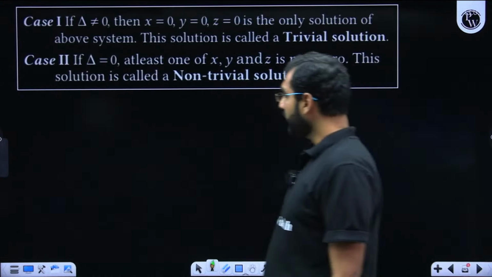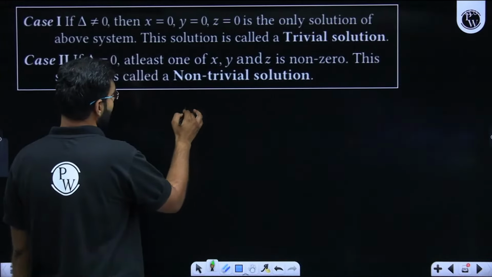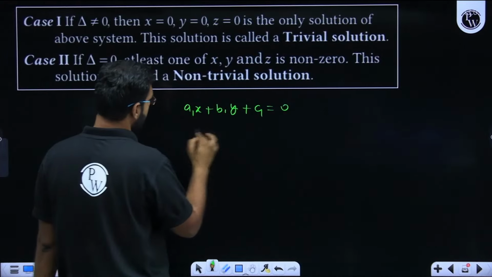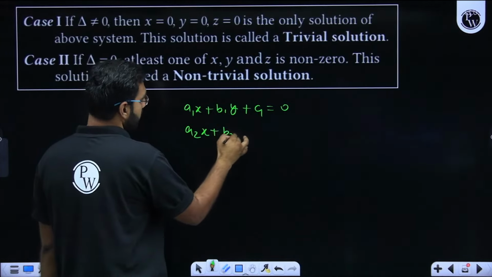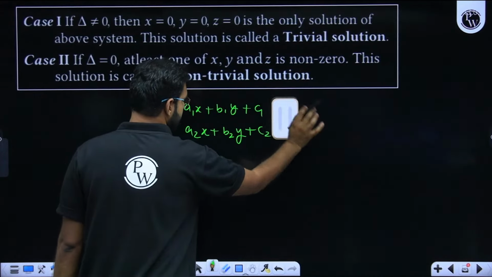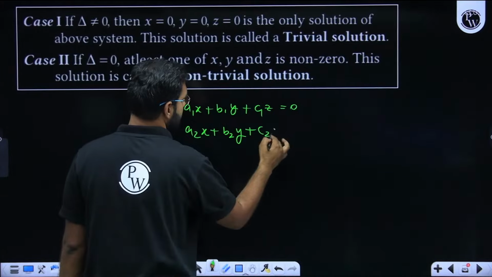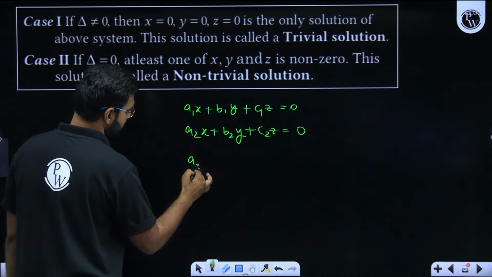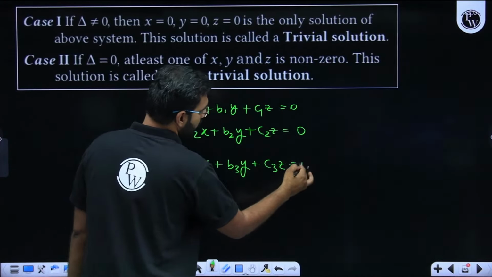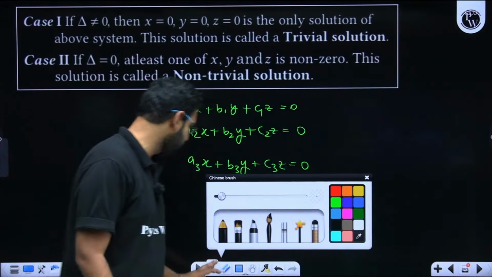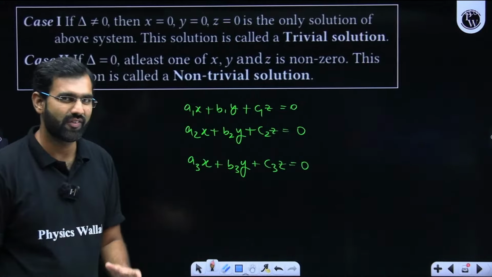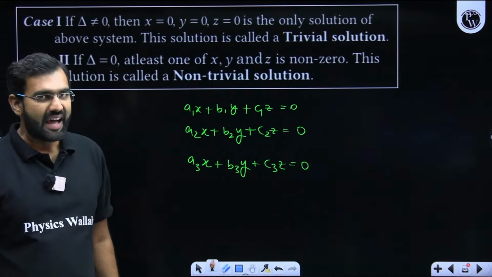But if you encounter a situation where you have equations like a1x plus b1y plus c1z is equal to 0, a2x plus b2y plus c2z is equal to 0, and the third equation is a3x plus b3y plus c3z is equal to 0, then of course, one of the solutions of these equations will be 0, 0, 0, because x, y, z all zero satisfies all three equations. So that's a trivial solution.